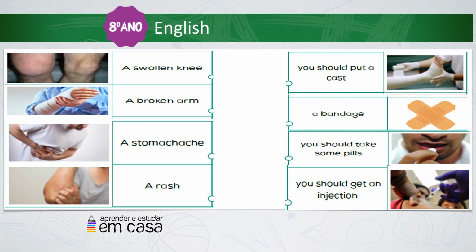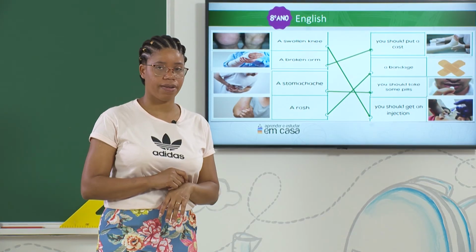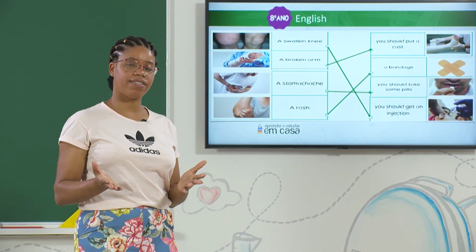Next, a swollen knee, you should get an injection, okay, to help with your problem. Broken arm, you should put a cast, very good. Stomach ache, you should take some pills. A rash, you should use a bandage to protect your skin. Very good, you did an excellent exercise.